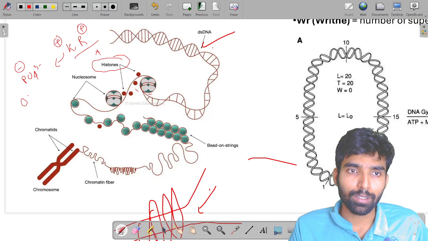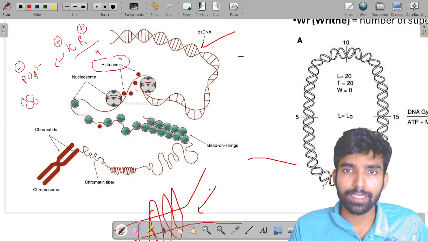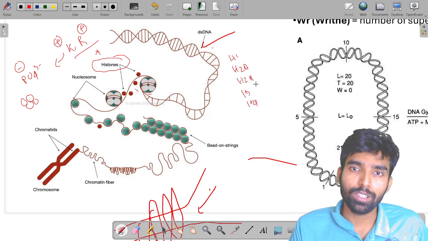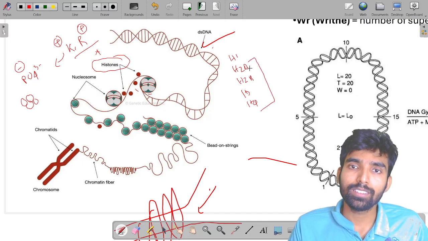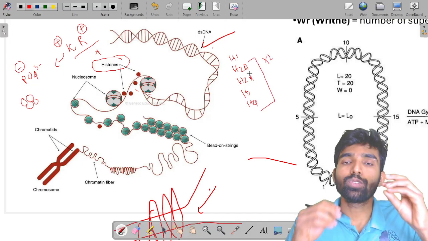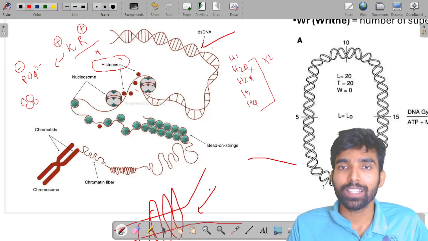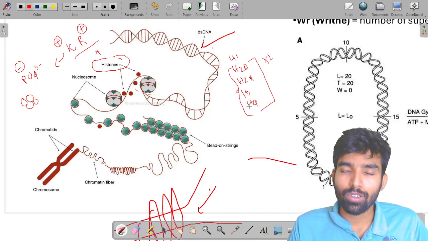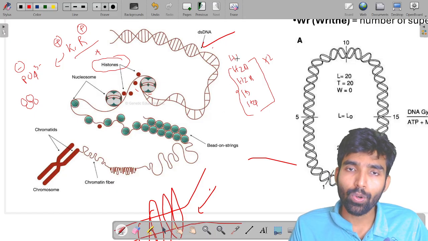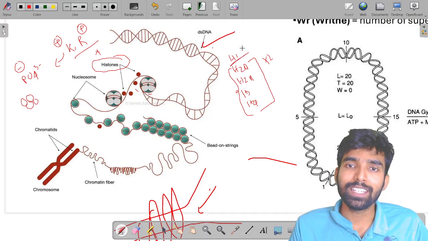There are 4 different kinds of histones. I am writing here H1, H2A, H2B, H3, H4. So 4 into 2, that means 2 copies of H2A, 2 copies of H2B, 2 copies of H3, 2 copies of H4. They form the nucleosome octamer. This octamer is known as the core nucleosome, and this core nucleosome is connected with H1.